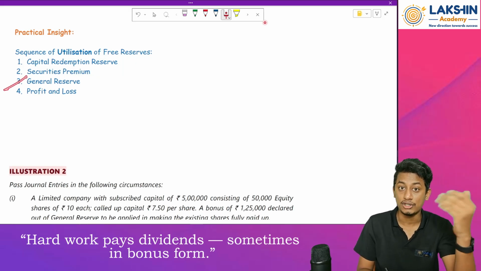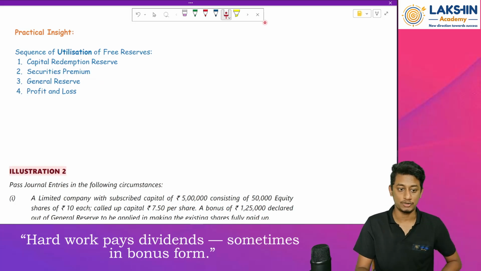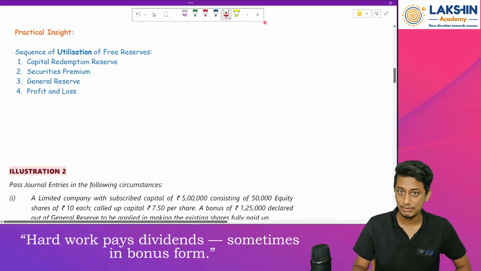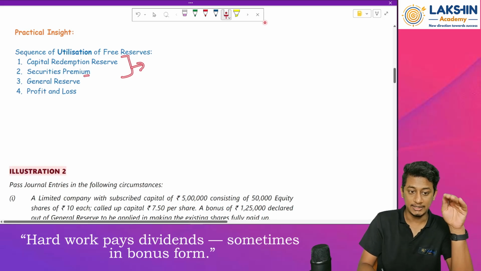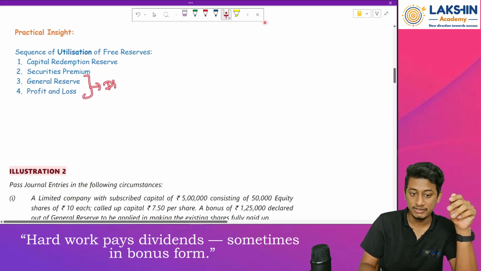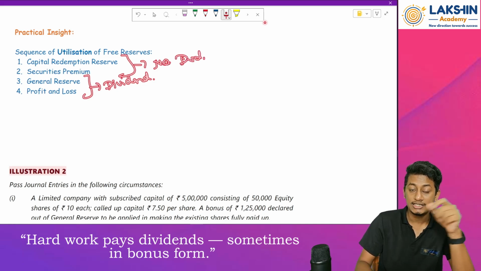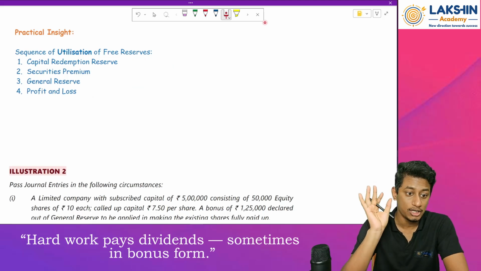Once general reserve is also empty, we will go to the P&L account. Okay, but you can interchange these two, no issues, because the general reserve and P&L reserve can be used for anything. There are n number of purposes these can be used for, but the other two cannot be used for everything, right? For example, these can be used towards dividend also, but those two cannot. No dividend should be paid through securities premium and CRR reserves.